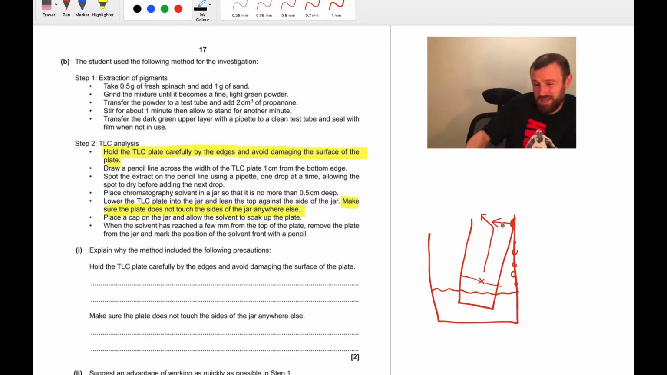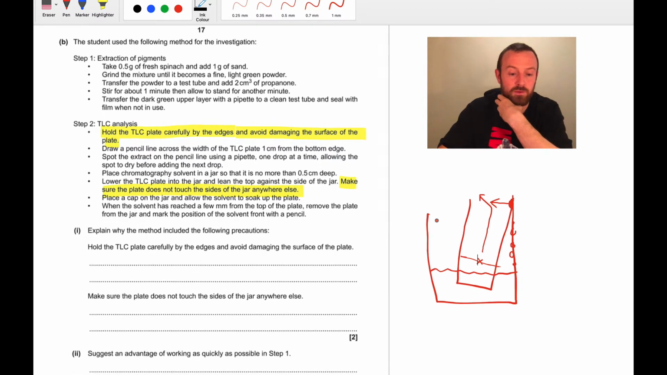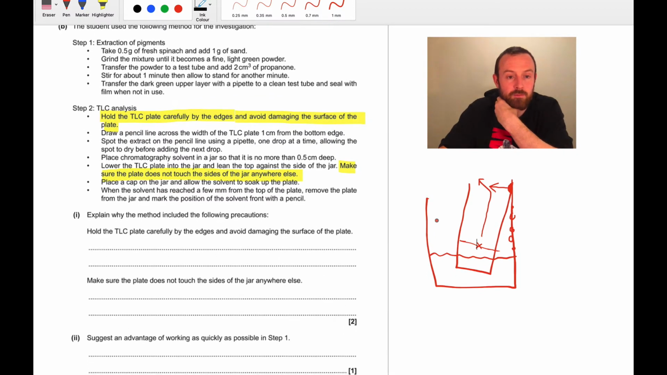So those are your answers, okay? It's a pretty weird one, that second one. But that's what the mark scheme says, and I'll show it to you in just a minute when we've looked at this one. Step 1, why work as quickly as possible?